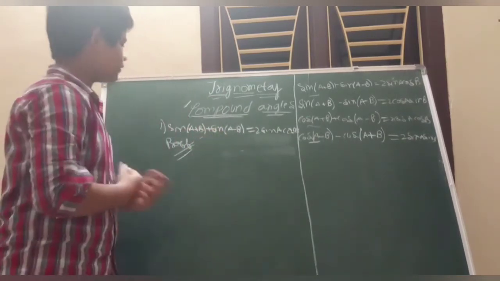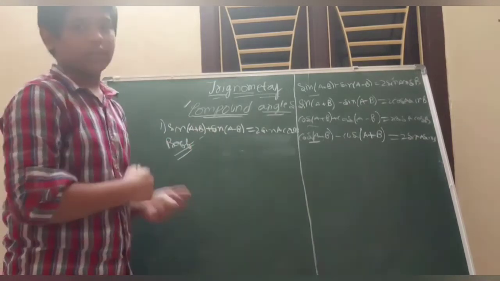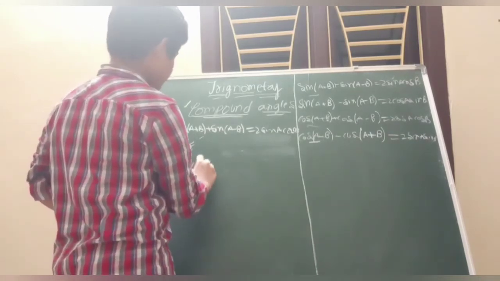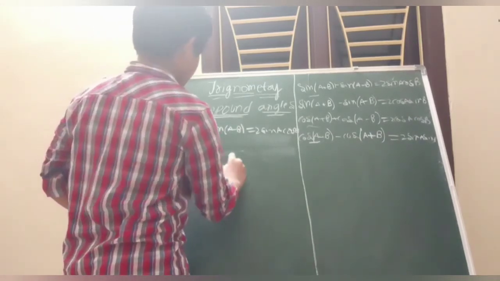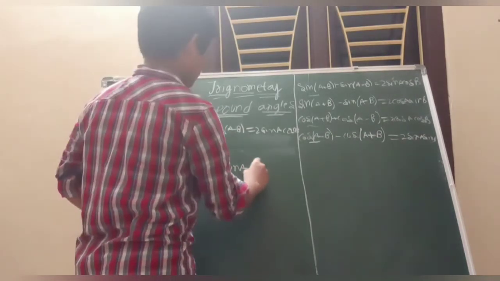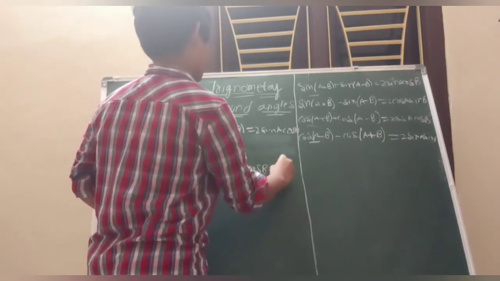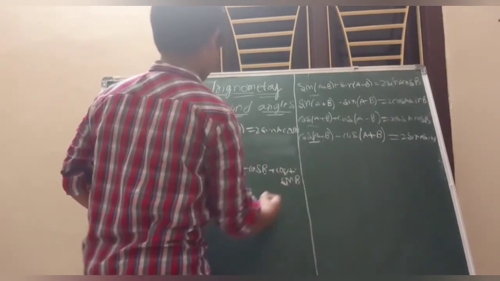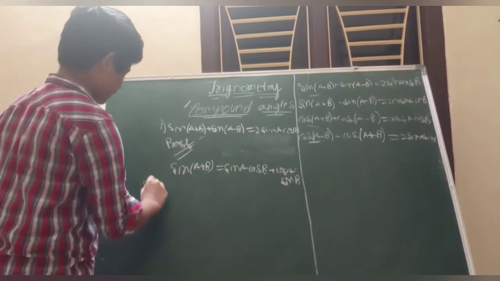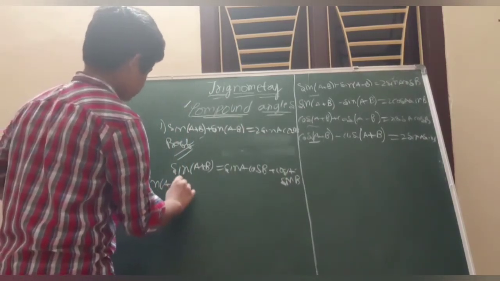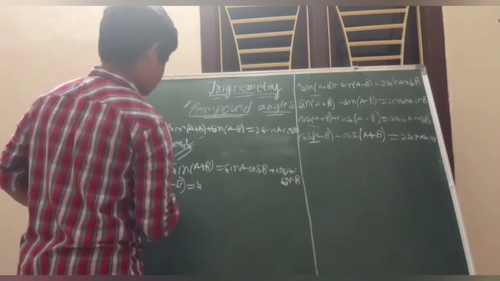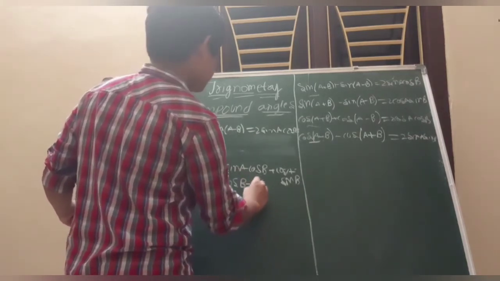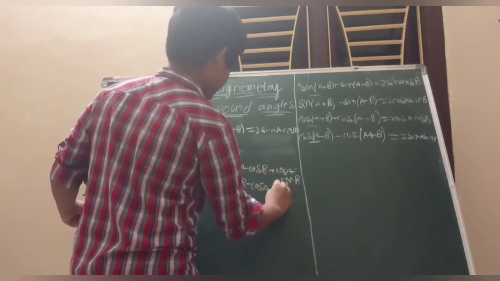So we have already learned the formulas of sin of A plus B and sin of A minus B. We know that sin of A plus B is equal to sin A into cos B plus cos A into sin B, and the second one is sin of A minus B is equal to sin A cos B minus cos A sin B.